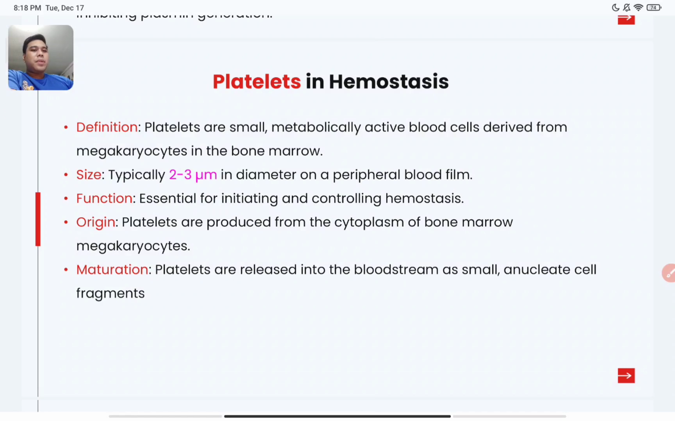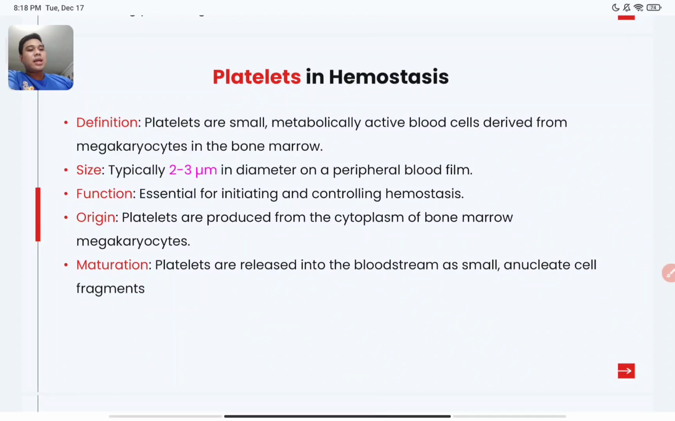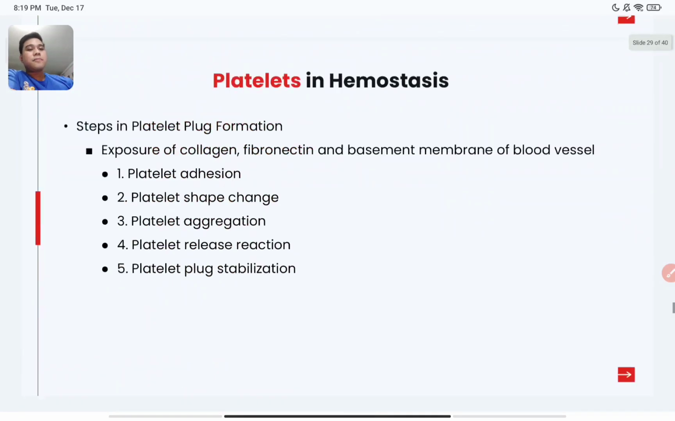So as we have learned, platelets are small metabolically active blood cells derived from megakaryocytes in the bone marrow. Its size, it's typically 2 to 3 micrometers in diameter on a peripheral blood film. It is essential for initiating and controlling hemostasis. The origin of it, we have learned about it in megakaryocytopoiesis and thrombopoiesis. And for its maturation, it's released into the bloodstream as small anucleate cell fragments.